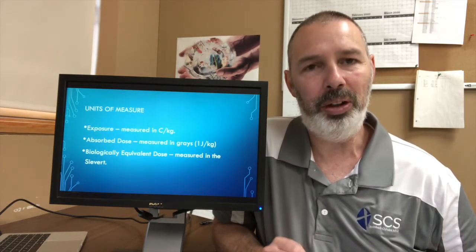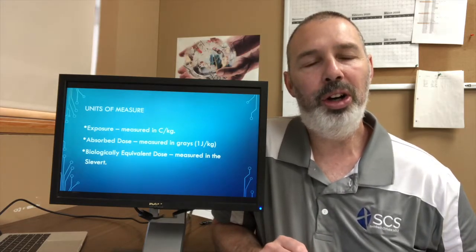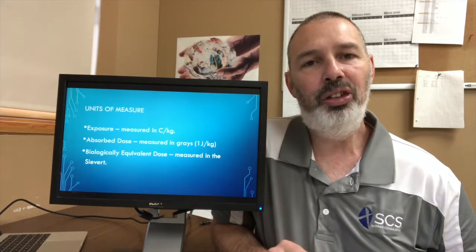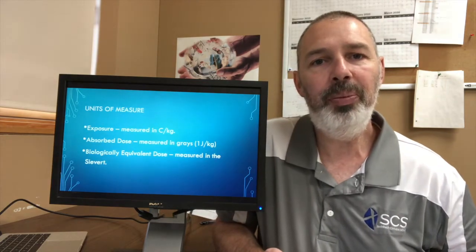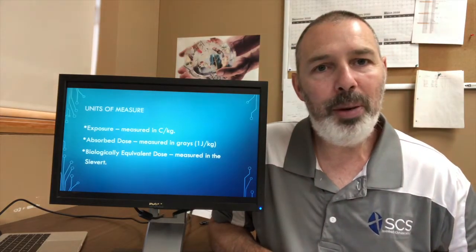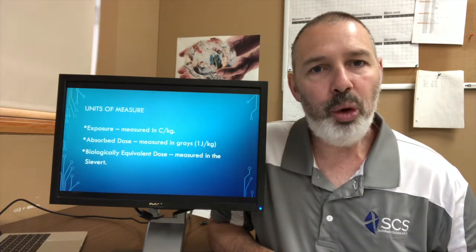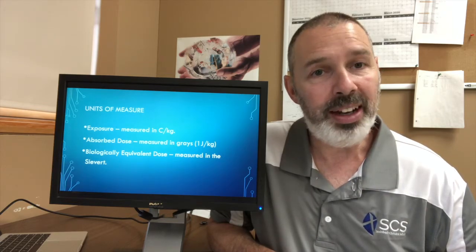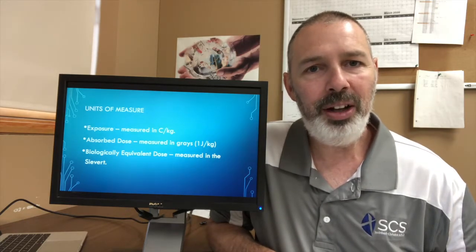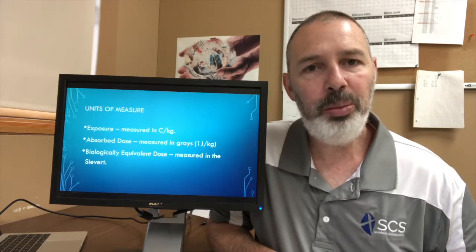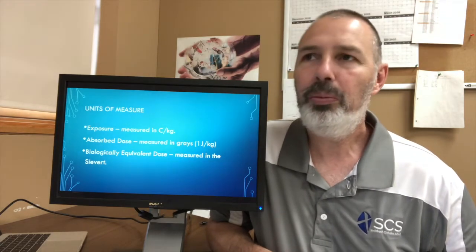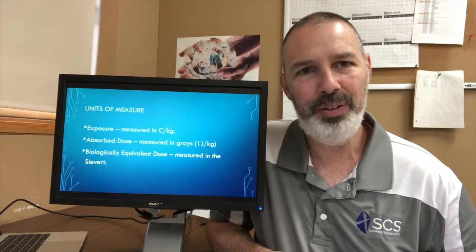And the 3 ways are we talk about radiation exposure, we talk about radiation absorbed, and we talk about a biological effect. And so when we look at these 3 things, and they're on the screen beside me here, we have exposure, which is measured in a coulomb per kilogram. We have absorbed dose, which is measured in grays, which is equivalent to 1 joule per kilogram. And we have what's called the biologically equivalent dose, and that is measured in a unit called the sievert, which is named after a scientist. Now, why do we have 3 things? Because they each measure a different aspect of radiation.